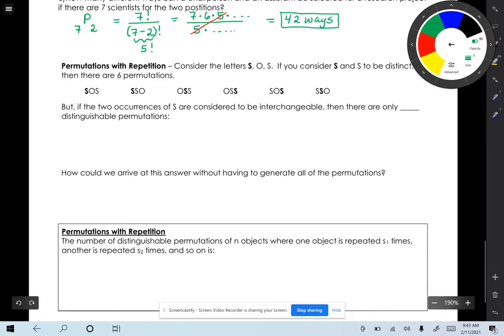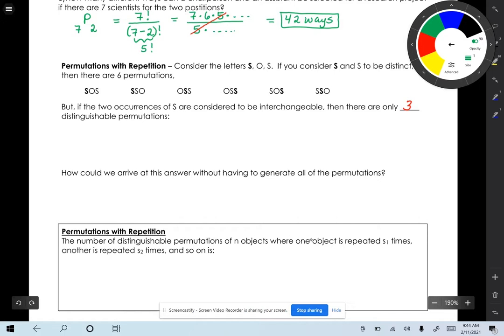The last little bit is called permutations with repetition. Consider the letters S, O, S, but notice I have the first S in bold print. If you consider bold S and S to be distinct, that means completely different, then there are 6 permutations because you would treat all 3 letters differently, just like you did with A, B, and C. And those are the possible ways you can arrange them. But if the 2 occurrences of S are considered to be interchangeable, then there are only 3 distinguishable permutations. I'll show you why.